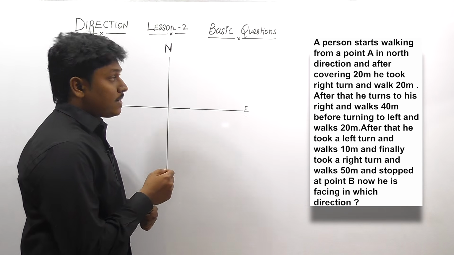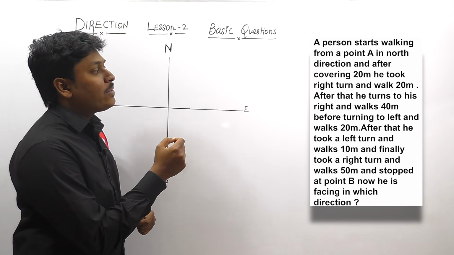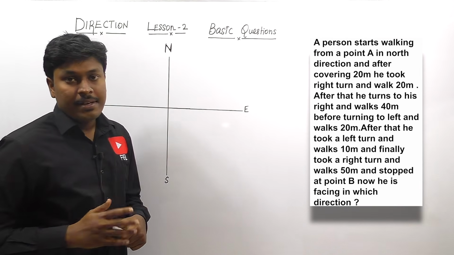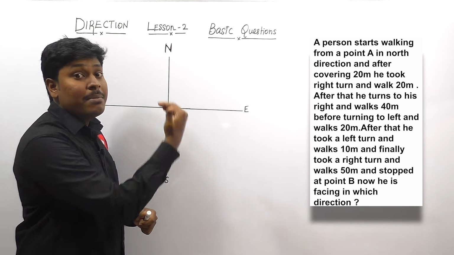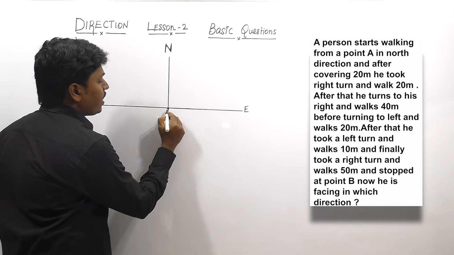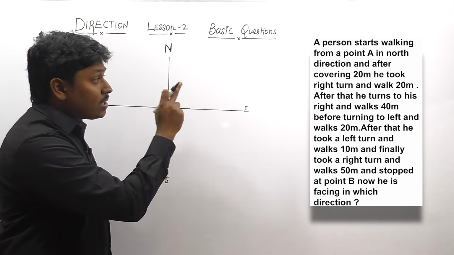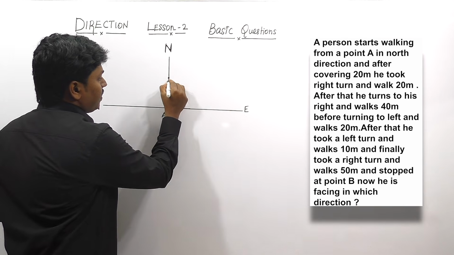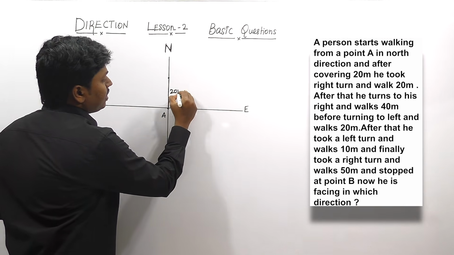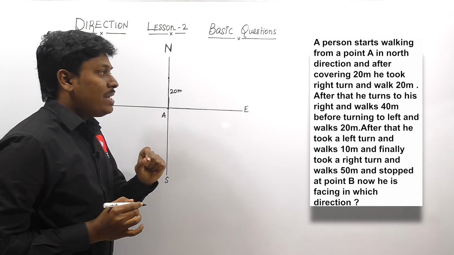A person started walking from a point A in a north direction. After covering 20 meters, he took a right turn. Friends, listen carefully. There is a person walking towards north from a point A. So we can say that this will be point A. So from this point, a person is walking towards north. And after covering 20 meters, he took a right turn. So we can surely say that after covering 20 meters, this will be 20 meters, he took a right turn, and walks 20 meters. Friends, listen carefully.